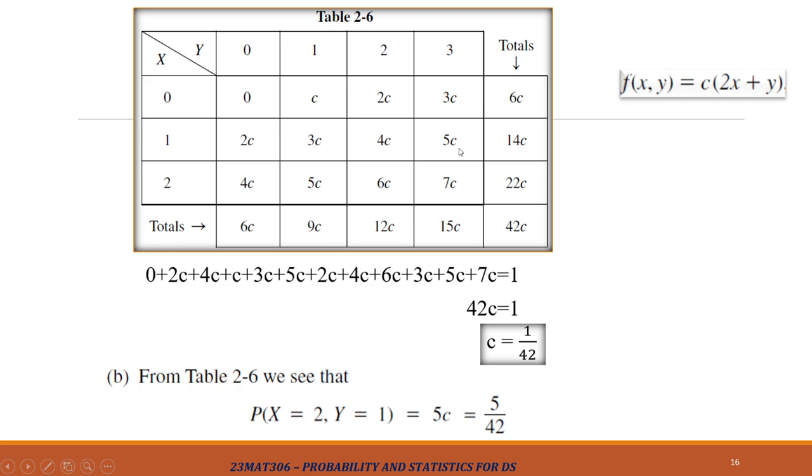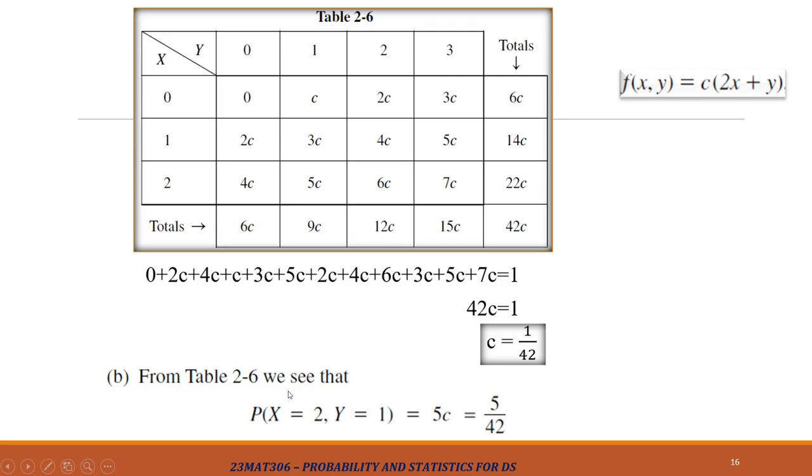Likewise, we have to fill this entire table, and for this total, we add this row and get the answer 6C. Next, we add 2C plus 3C plus 4C plus 5C, answer 14C. Likewise, we have to fill the last row and last column. This 42C implies the total of 6C plus 14C plus 22C. We know that the total probability is always equal to 1. So the total here is 42C equal to 1, which means the C value is 1 by 42.